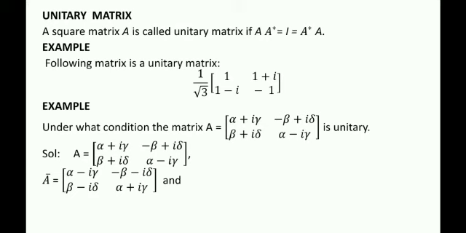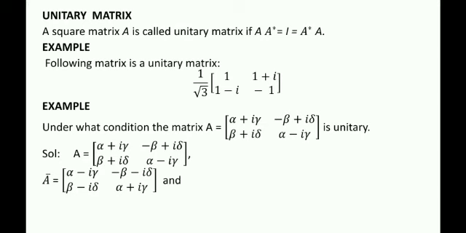If it happens, then we say that the given matrix is a unitary matrix. Next, 1 upon root 3, 1 plus iota, 1 minus iota, minus 1 is an example of a unitary matrix. First of all, we will find out A star by conjugating and transposing the matrix, and then we will find the product of A and A star, and we will see that the resulting matrix is an identity matrix. Therefore, this is an example of a unitary matrix.